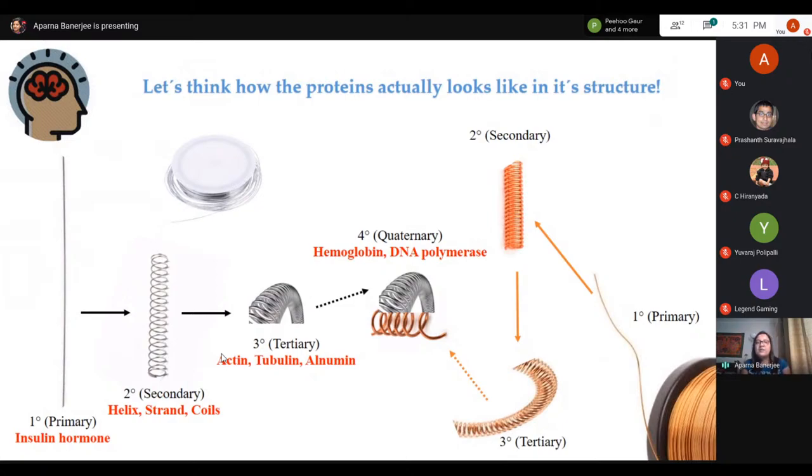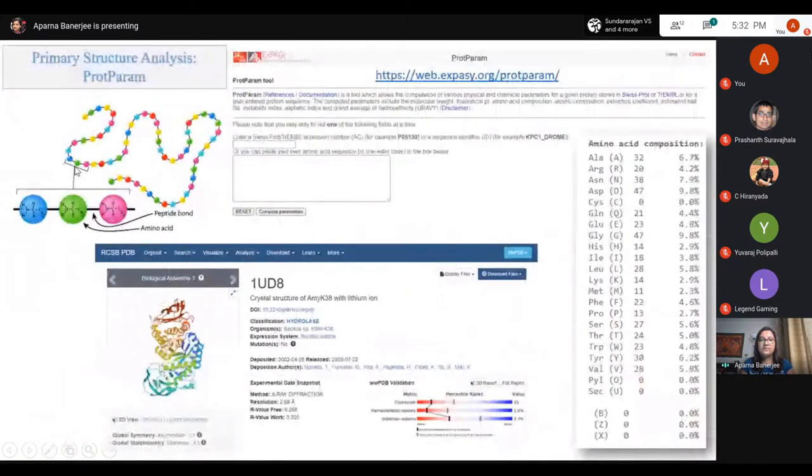Maybe you have heard earlier about this, but in a very simple way, if we think, protein has four different structures: primary, secondary, tertiary, and quaternary. And if we think of one single string, for example, here we see one ironware, and here we can see one copperware. So just one straight ironware. This is a primary structure of protein. This is how a primary structure looks. One after another, amino acids are attached to one another, and they are just straight. So insulin hormone is an example of primary structure of amino acids.